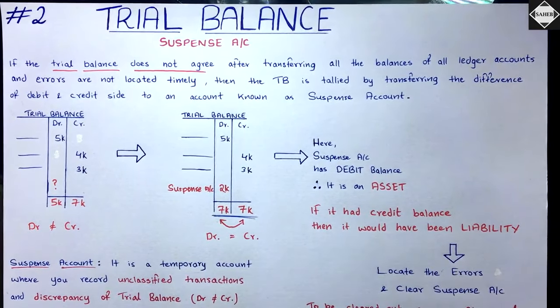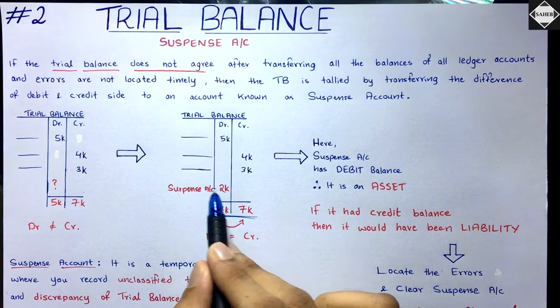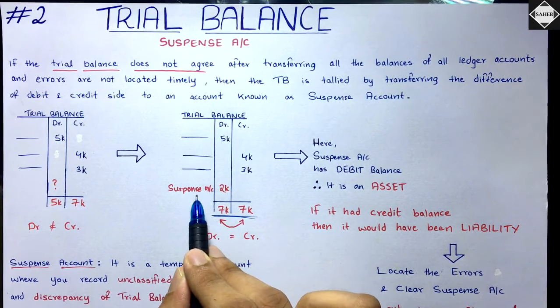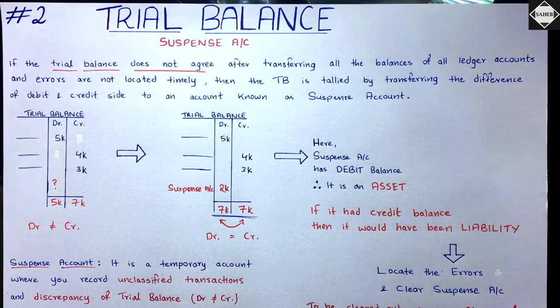Now, if the balance sheet is finalized and still the errors are not rectified, not located, and in the suspense account we have a balance of 2,000, then what will you do? Where will you take the suspense account? You have to show it on the asset side, and in the next accounting period you will have to rectify those errors and everything.